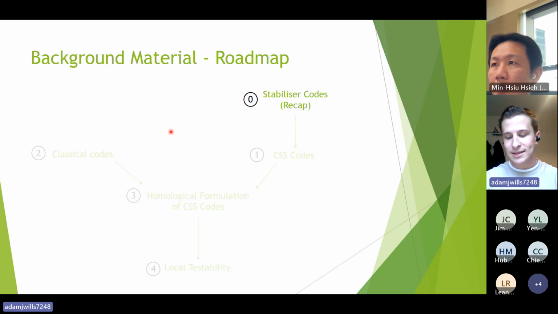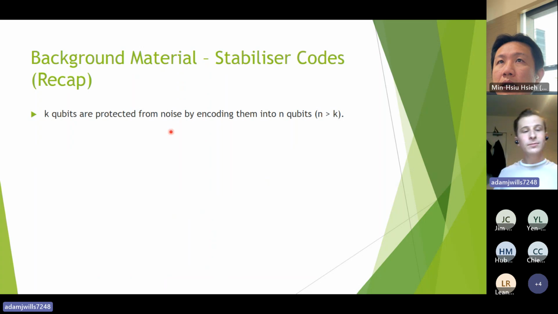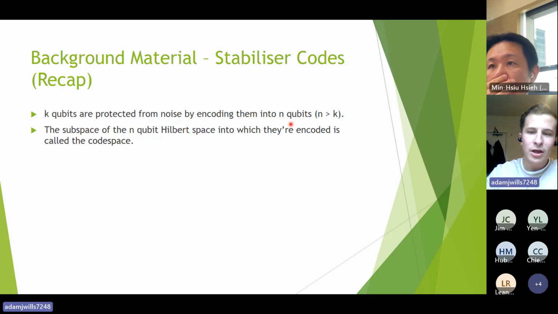So, starting with stabilizer codes. As many people will know, the idea with a stabilizer code, or in fact any quantum error correcting code, is to encode some number of logical qubits, let's say k logical qubits, into a larger number of physical qubits, n. So you're adding redundancy. You protect from noise by adding some amount of redundancy, and you do that by encoding these k logical qubits into some subspace of the n-qubit Hilbert space. That subspace is called the code space. So the code space is the space of allowed states.